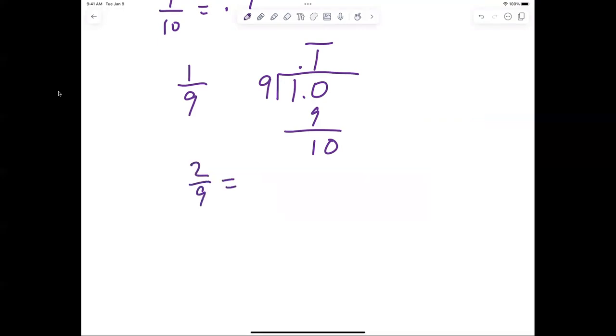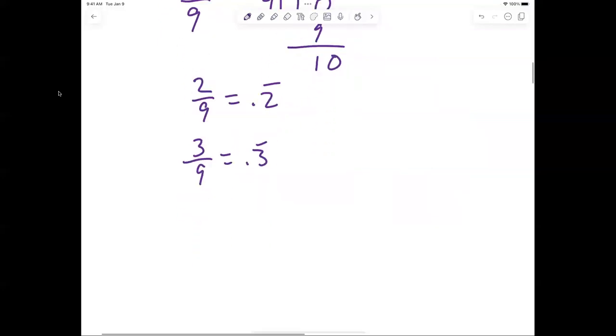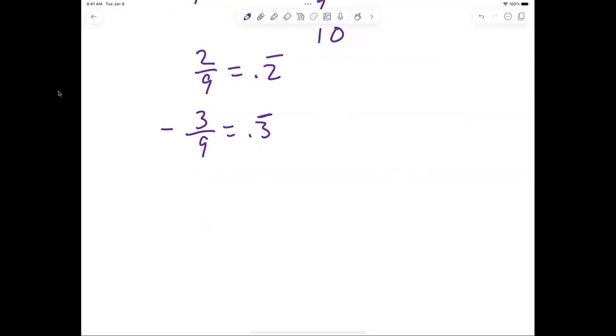Guess what 2/9 is? 0.2 repeating. Guess what 3/9 is? 0.3 repeating. Now 3/9 is also the same as 1/3, right? Do you remember how to reduce that fraction? 3/9 reduces to 1/3, correct? Right, now something really cool.